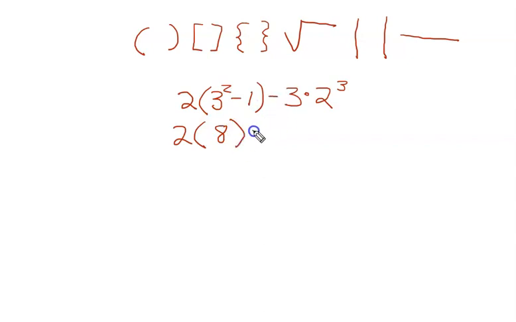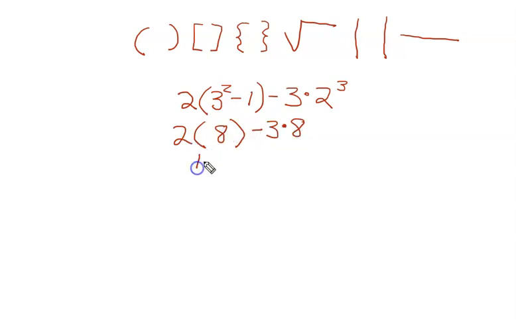Now we have a negative 3 here, times, but now we have exponents. So we need to do the exponents first. So this is 2 to the third power, which is 2 times 2 times 2, which is 8. So now we have multiplication, subtraction, and multiplication. So we do the multiplication first.